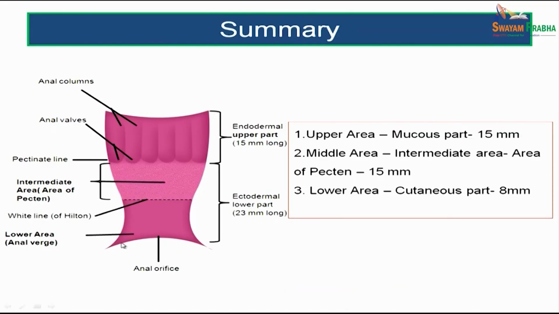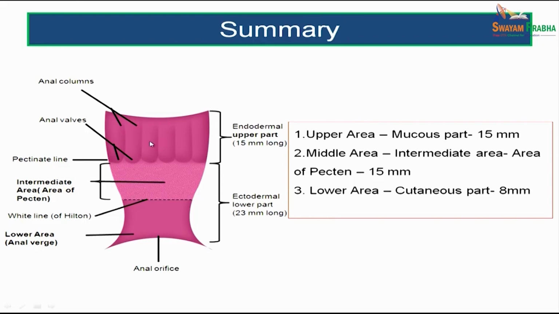Having read about the three parts of the anal canal, we will just summarize what we have learned till now. We have learnt that the interior of the anal canal shows three subdivisions: an upper area which is the mucous part, a middle area which is the area of pecten, which is again 15 millimeter long, and a lower area which is the cutaneous part. In the upper area, there was presence of the anal column. The lower ends of the anal columns were joined by anal valves, and a depression above the anal valve we called anal sinus. The anal valves together form an irregular line, which was called the pectinate line. This pectinate line is the lower limit of the upper part.